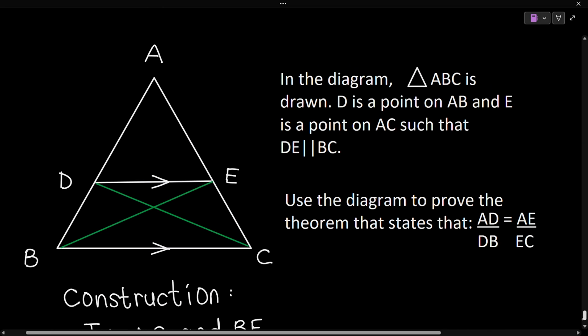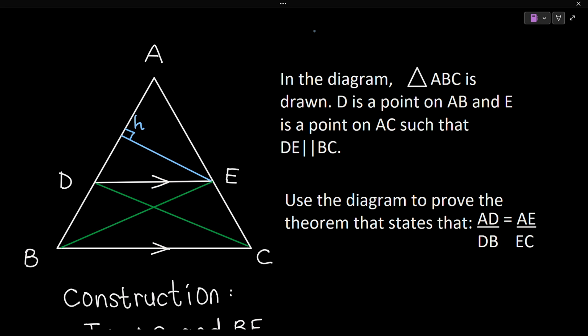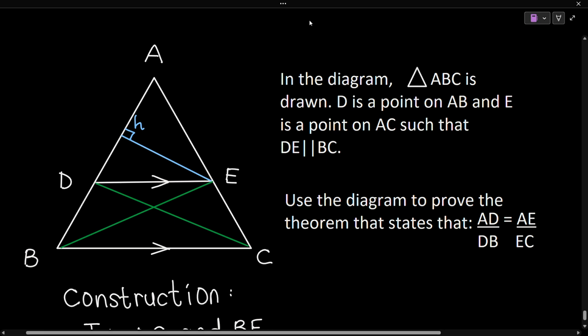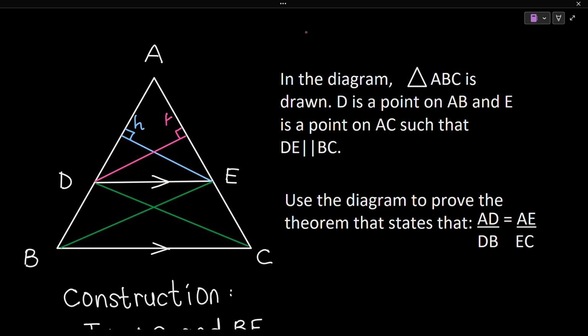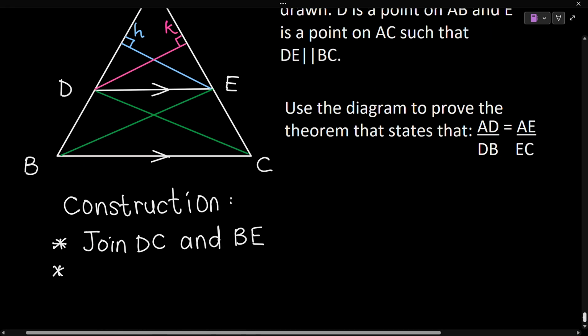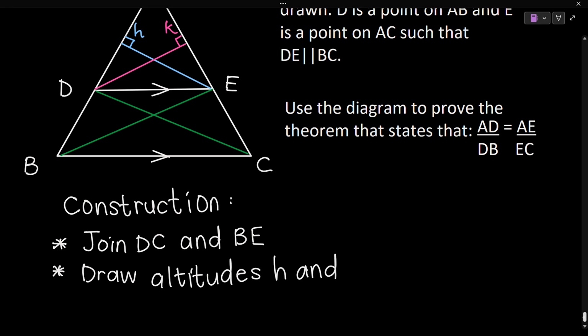The next step is for us to draw perpendicular heights. So from point E, we are going to draw a perpendicular height across to the line AD, and let's call this H. We're now going to draw another perpendicular height from point D across to AE, and let's call this perpendicular height K. So again, it is a construction, so we're going to write it here. We are going to call these altitudes, okay? So they are perpendicular heights. So let's say draw altitudes H and K.